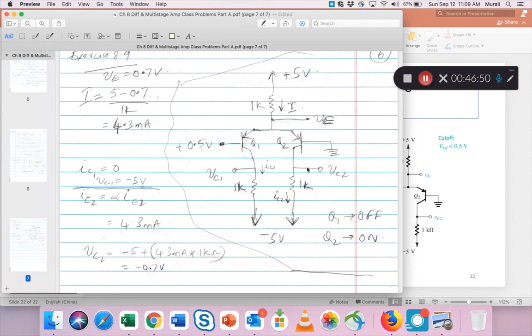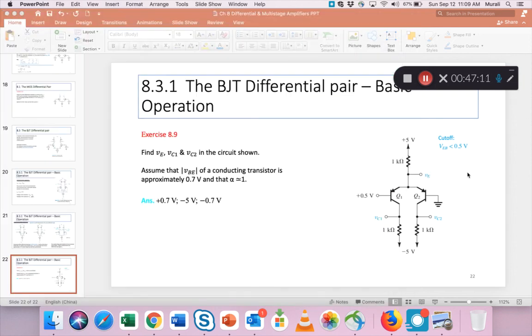And the VC2 here will be the same minus 1.5 minus the drop here, right? So if the drop is 4.3 times 1, then you get the minus 0.7 as the voltage here. So that is VC2.